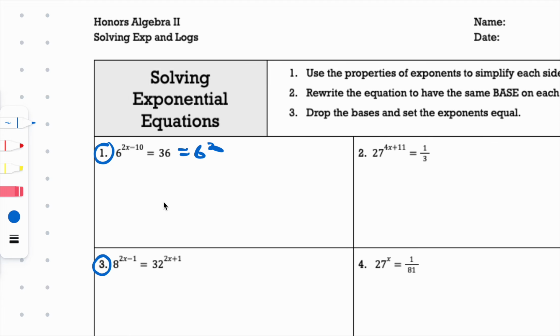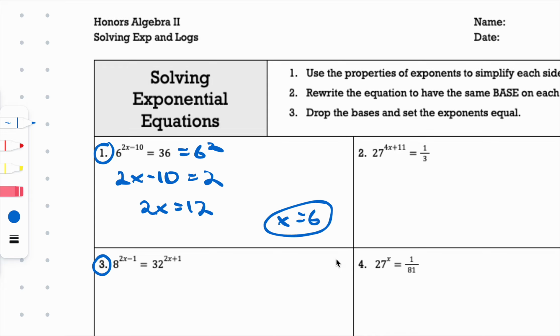We know that in order to keep that balance across the equal sign, the exponents must be equal to one another. So we can just drop the bases and set the exponents equal to one another. So we can say 2x minus 10 equals 2. And then from there, we have a pretty simple algebraic equation we can just solve. We'd add 10 to both sides, we get 2x equals 12, divide by 2, and we get x equals 6. And it makes our life a lot easier.